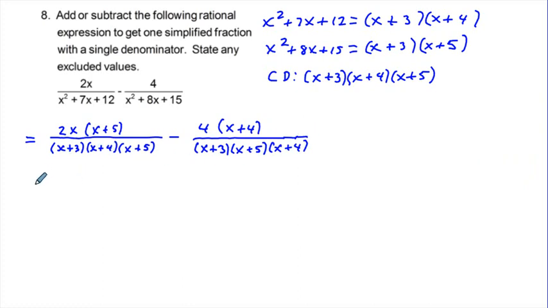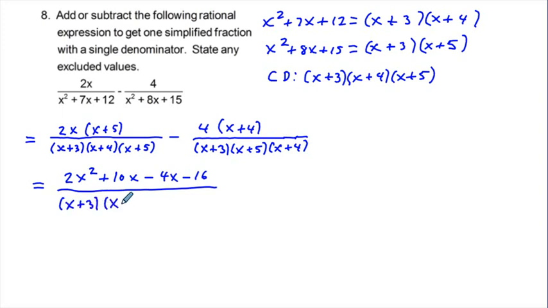And so we can simplify this, or distribute. So we get 2x squared plus 5 times 2x, which is going to be 10x. And then we're going to have minus 4x, and that's going to be minus 4 times 4, so that's going to be minus 16. And that's going to be all over this quantity x plus 3, quantity x plus 4, times quantity x plus 5.